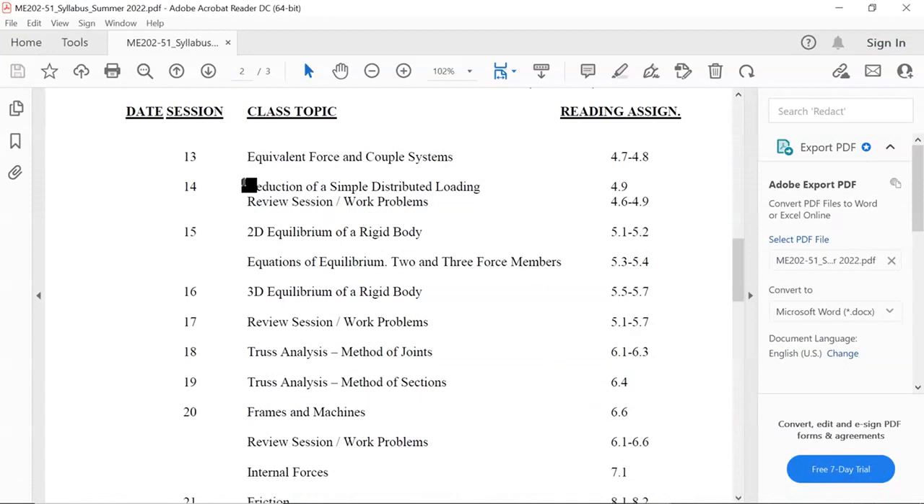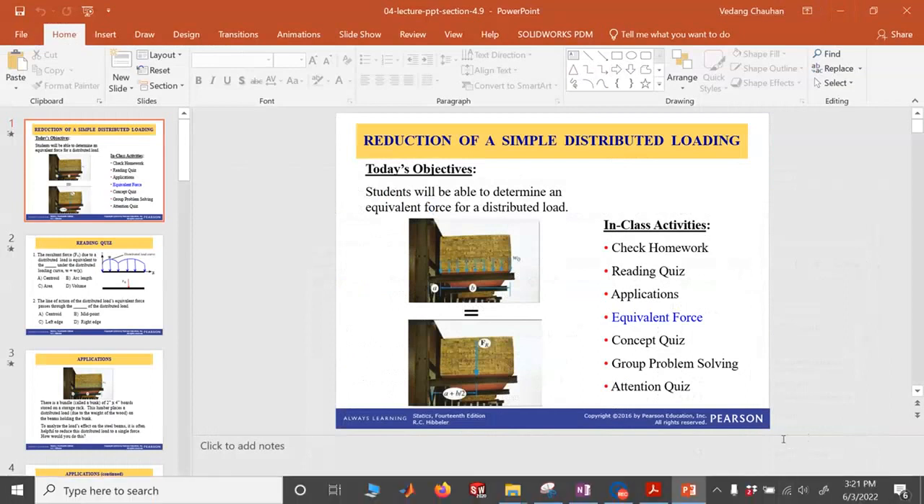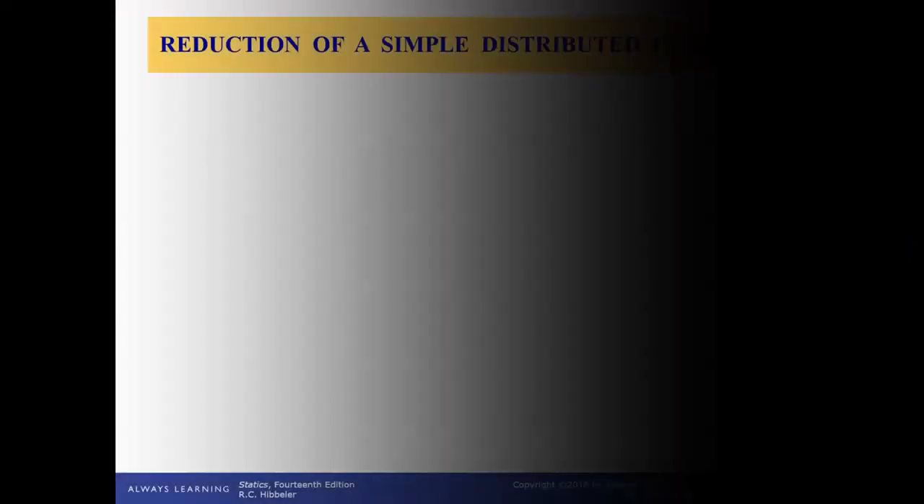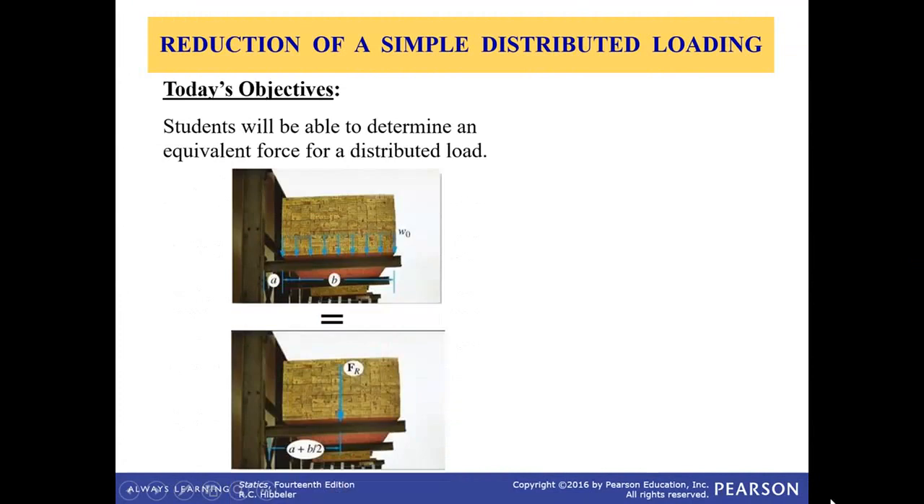Topic 4.9, reduction of a simple distributed loading. This is the last topic from chapter 4. Reduction of a simple distributed loading. Today's objective is to determine an equivalent force system of a distributed load.